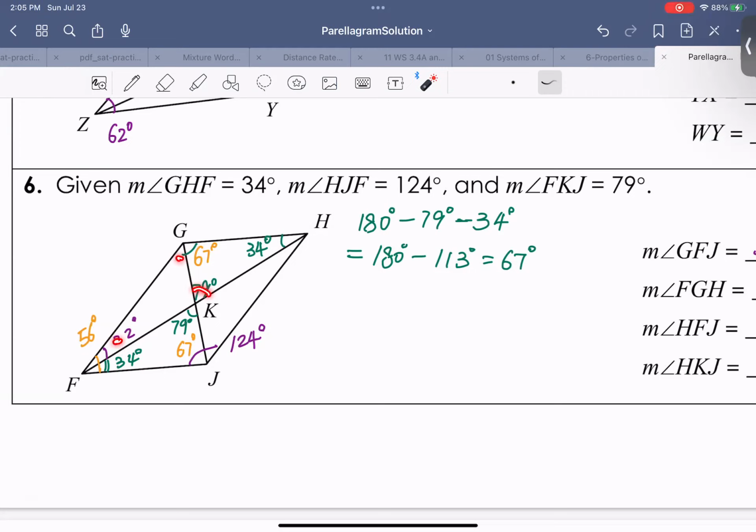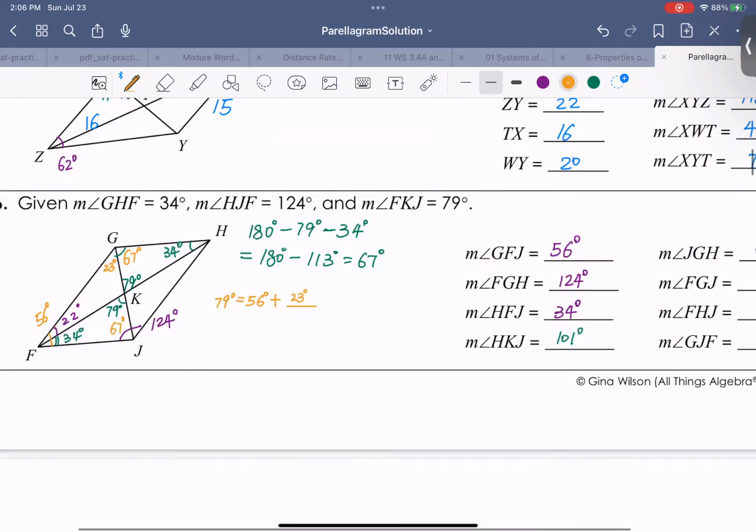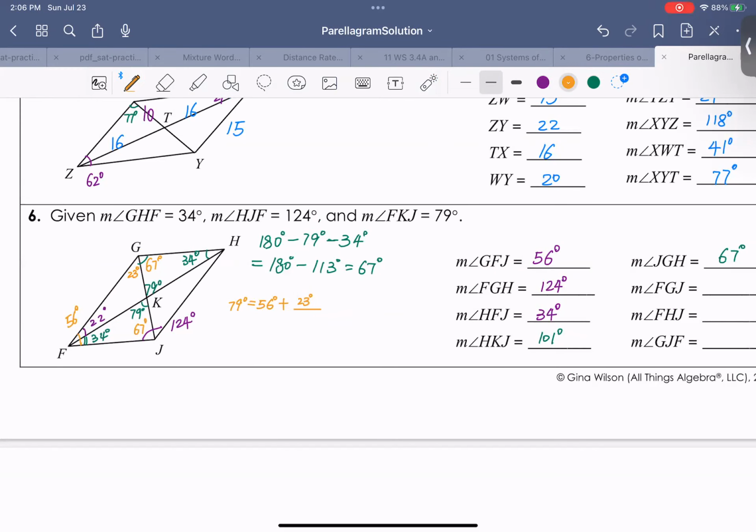Make sense? Yeah. This is called the exterior angle theorem. The angle here is the exterior angle for this triangle. Since this plus here is 180, this two plus this also equals 180. So this equals these two together. So we can write down 79 equals 56 plus who? 23, right? So this guy is 23 degrees. FGJ is 23.